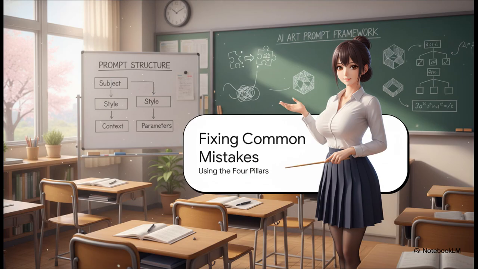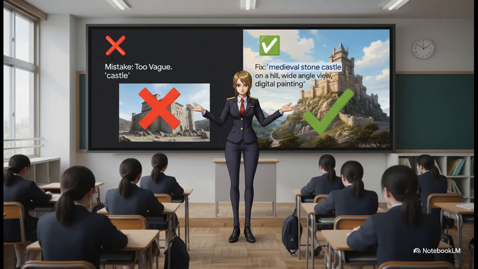All right, now that you know the structure, let's use it to fix some of the most common mistakes that people make when they're just starting out. This framework isn't just for building prompts from scratch. It's a really powerful problem-solving tool. Okay, mistake number one, and we have all done this, is just being way too vague. A single word like castle is a total shot in the dark. But look what happens when we apply our pillars. We get a medieval stone castle, that's our subject, on a hill, that's the environment, in the style of a digital painting. All of a sudden, the AI has a clear blueprint to work from.